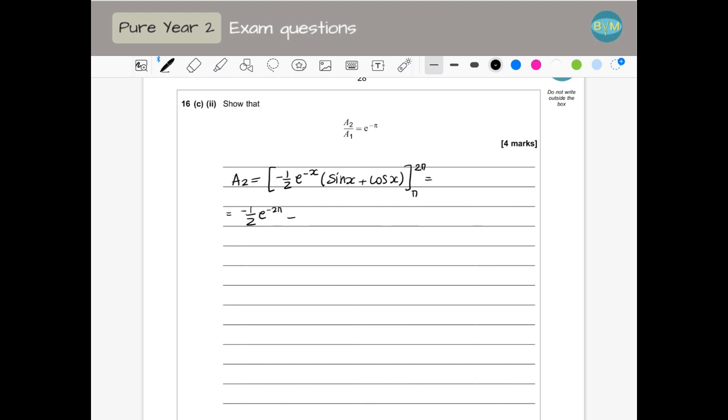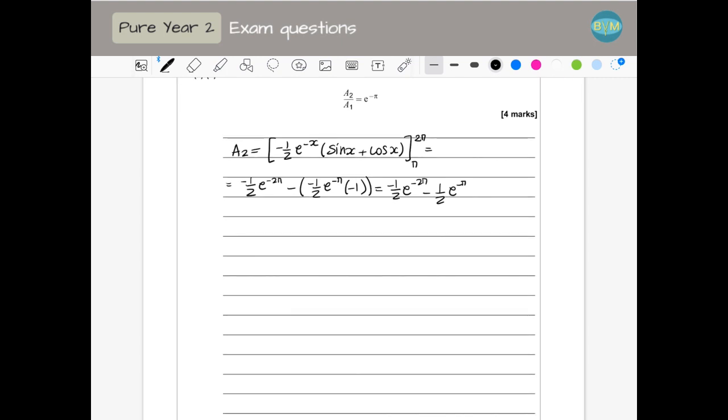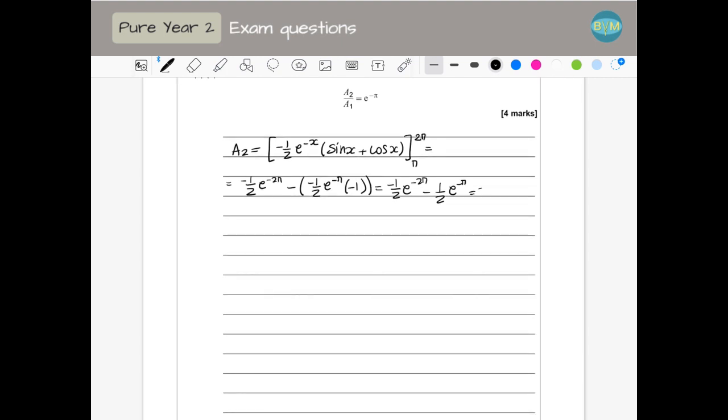And then I substitute pi. So I have minus 1/2 e to the power of minus pi. Sine pi is 0 and cos pi is minus 1, so this is multiplied by minus 1. So I have minus 1/2 e to the power of minus 2 pi, and then 3 minuses is a minus 1/2 e to the power of minus pi. You can write this as minus 1/2 (e to the power of minus 2 pi plus e to the power of minus pi).